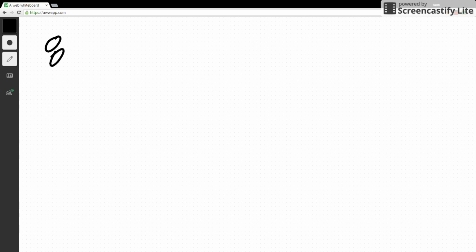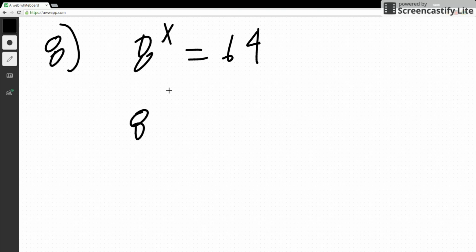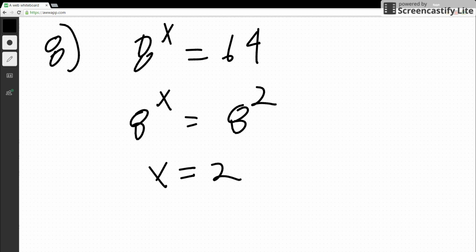Number 8. Determine if there are real solutions, no solutions, or infinitely many. So I get 8 to the x equals 64. I'm going to solve these, and the question is, can I make the bases the same? If I can, hey, this works. x equals 2. So there's one real solution for that one.